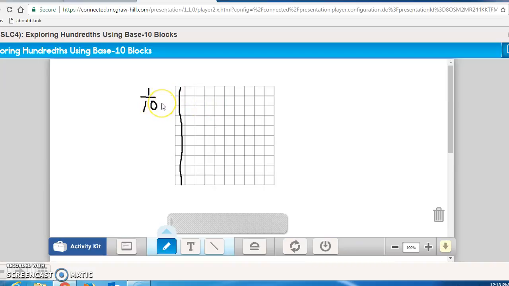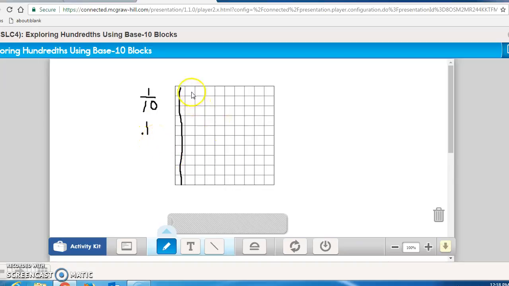How would I write 1/10 as a decimal? This is the tenths spot. 1/10 in decimal form would be written 0.1.